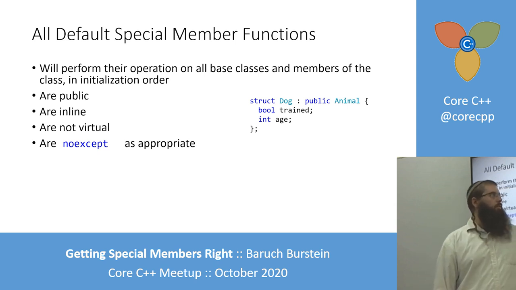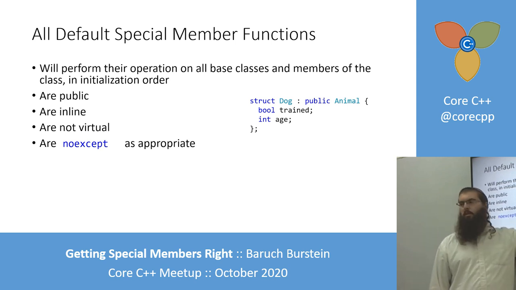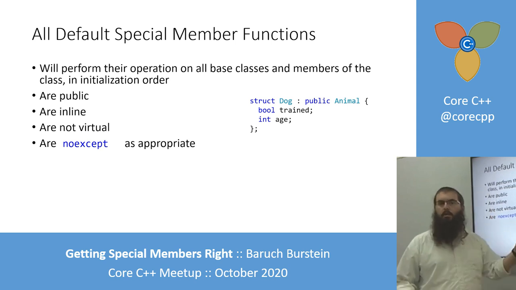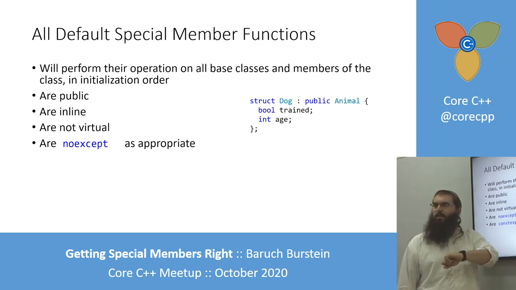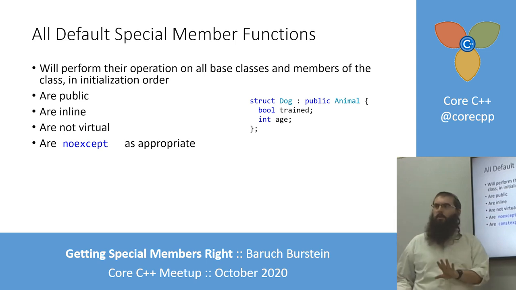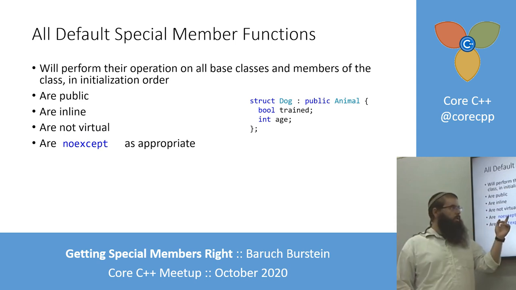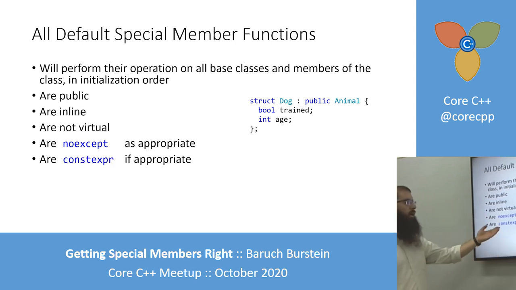There will be noexcept as appropriate, which basically means the compiler will do its best effort to make it noexcept. But depending on, taking for example the default constructor, if there are any noexcept conditions on any of the base classes or members, then the noexcept on the default constructor will be the aggregation of all of those. If they are all noexcept, then it will also be noexcept. So if you want to change that, you need to write your own. If you want to change, yes.